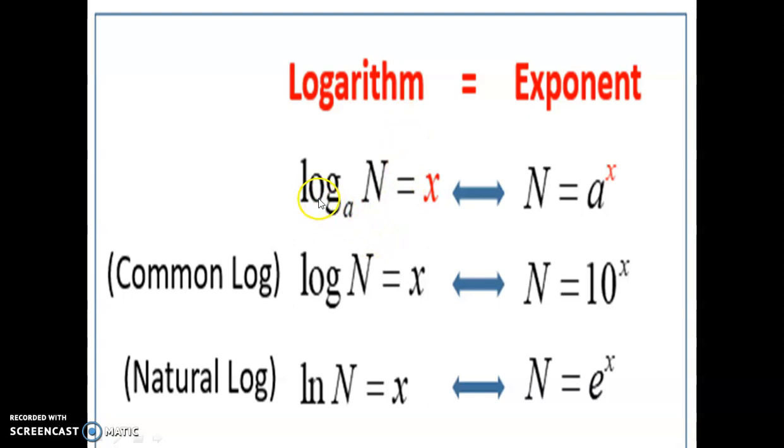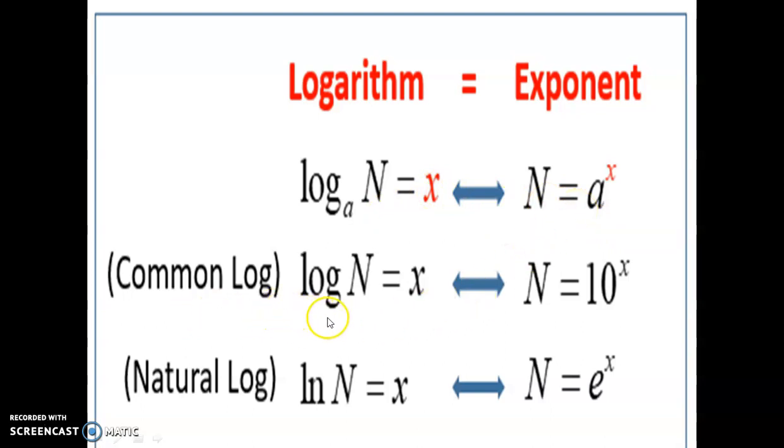Suppose log is defined for the logarithm. N is any number, a is the base of logarithm and x is the answer. So we convert logarithm into an exponent where base a remains the same, answer x goes to the index, and n, that number, is the same. I repeat again, log of n to the base a is equal to x. We convert in exponent form, the base is same, the answer is x and n is the number.